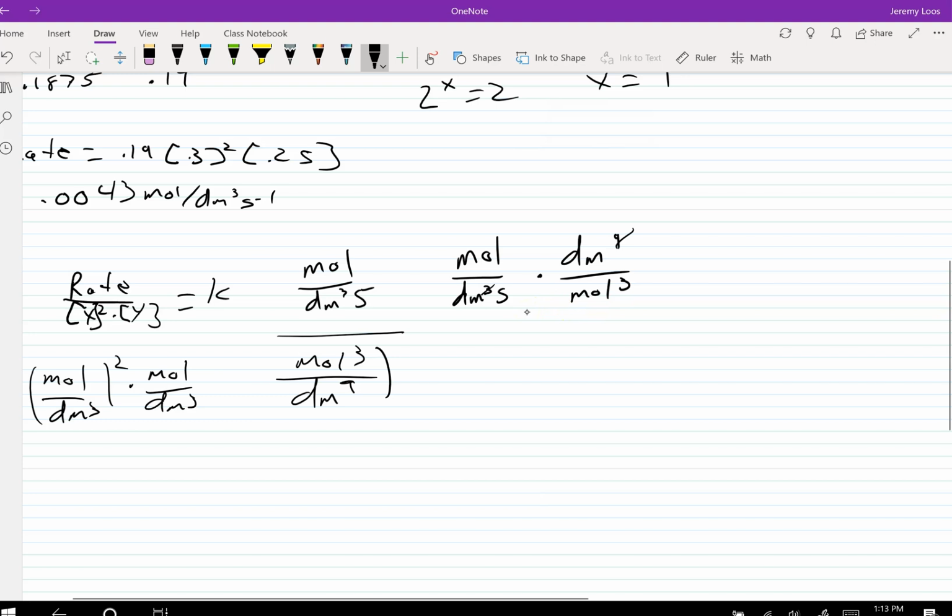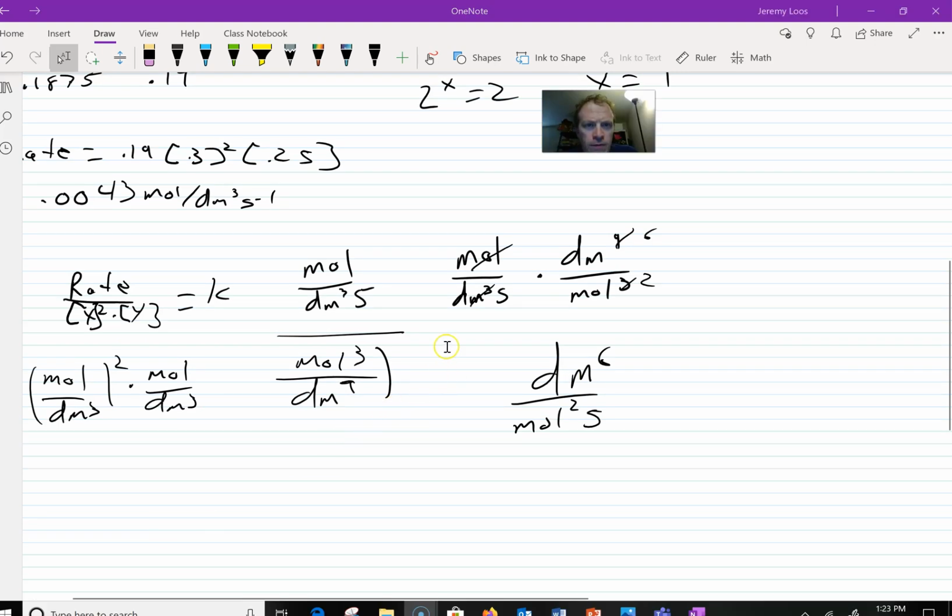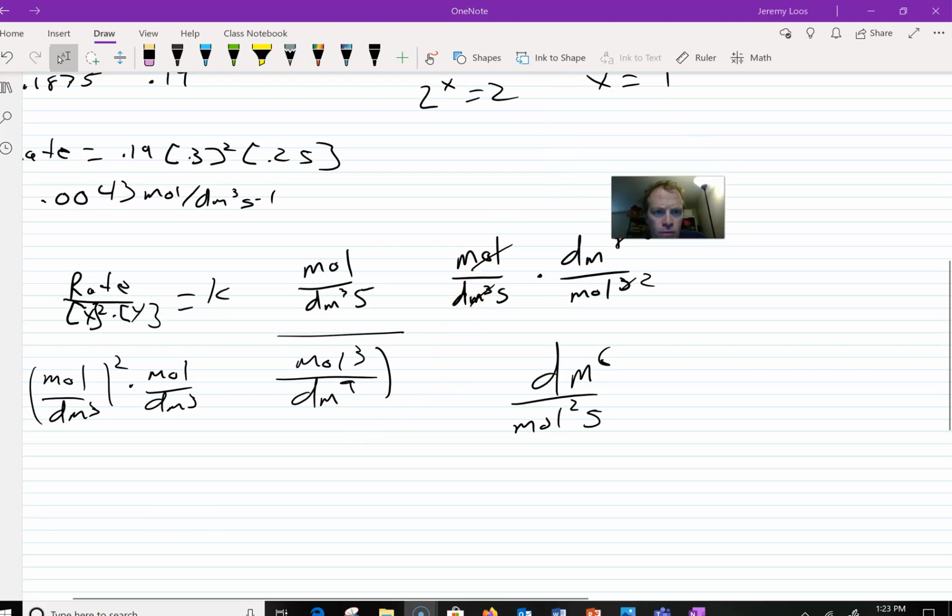So that cancels and leaves 6 of those left over. One of these moles can cancel and leave 2 of those left over, and the second is just left alone. So dm to the 6 over mole squared second. That's the unit for K. Unfortunately, that's not always the unit for K. But we'll look at a bit of a shortcut for that in a moment.